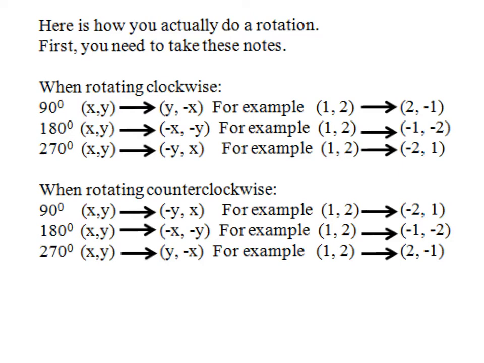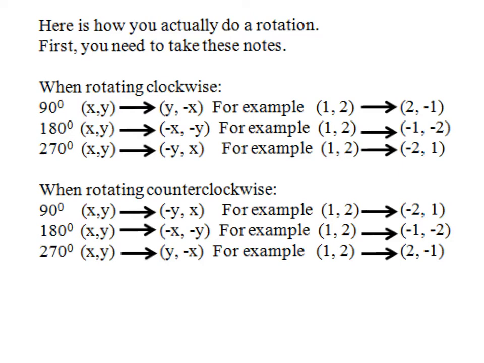When rotating 90 degrees clockwise, you take your x, y point, which is our original coordinate, and you're going to make it y, negative x. So you're going to swap the y and x and make the x value negative. For example, 1, 2, we swap it, which would be 2, 1, but we have to make the x negative, so it would become 2, negative 1.